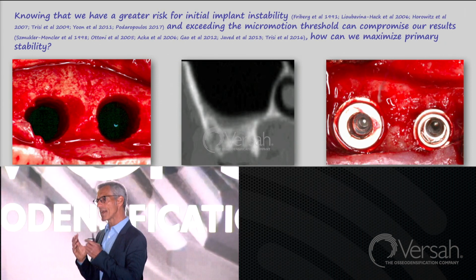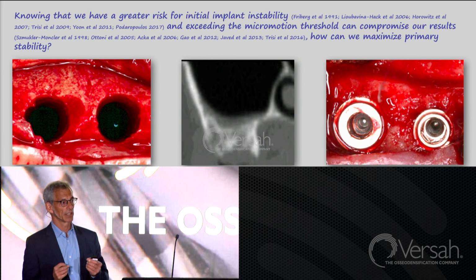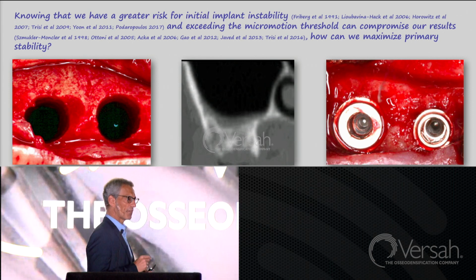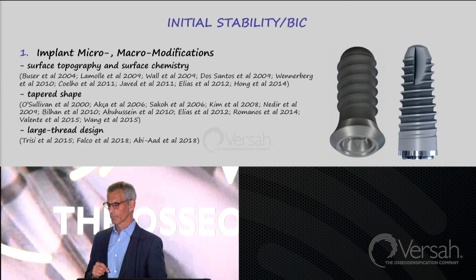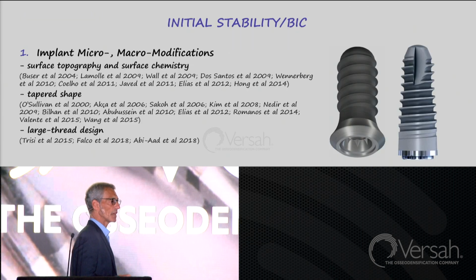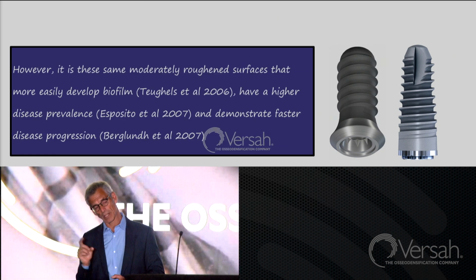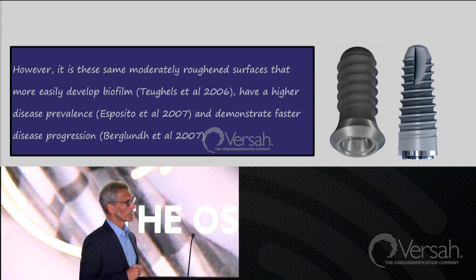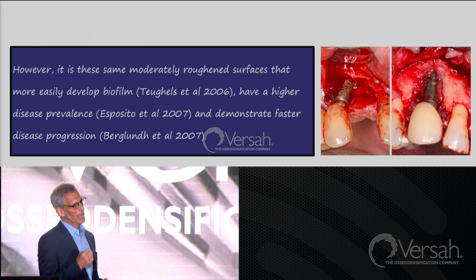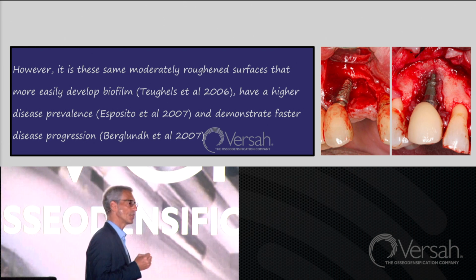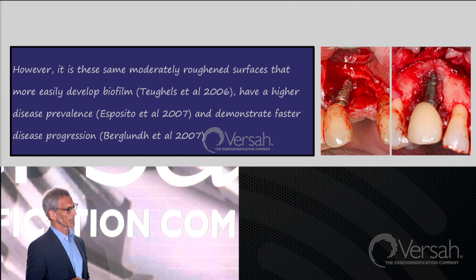Now, we know that we have a greater risk for initial implant instability in the posterior maxilla. And if we exceed the micromovement threshold, we will fail. What can we do to maximize primary stability? We all use implants with micro and macro modifications. However, if you paid close attention yesterday to Dr. Coelho's presentation, the idea of osseodensification is so welcome because we're actually improving the patient's bone quality, and maybe in turn, we can reduce the implant surface roughness and reduce the incidence of peri-implant disease.